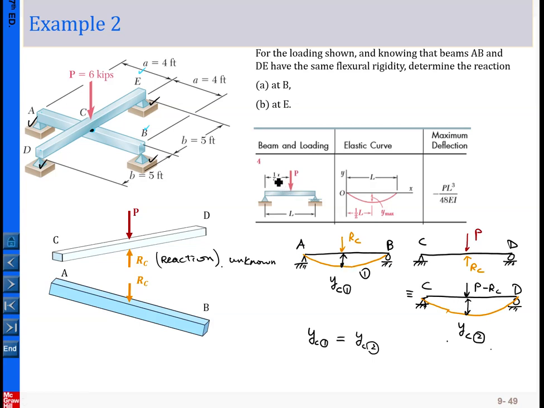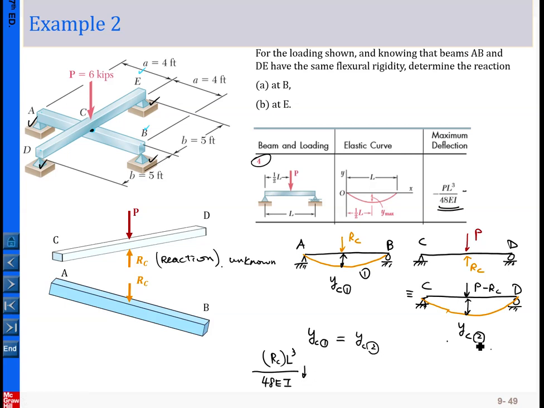For YC1, as I highlight, we adopt Appendix D case 4 here, and we use this pattern. For this case you can use this generic formula, and the YC is basically equal to P, where P here is RC. I simply pick up this pattern here, and the magnitude is P L cubed over 48 EI. And this YC is downward, so the deflection is downward.